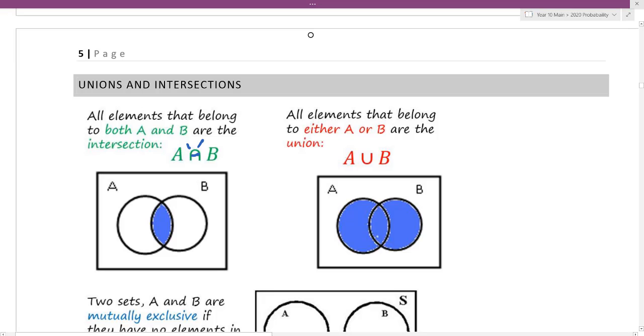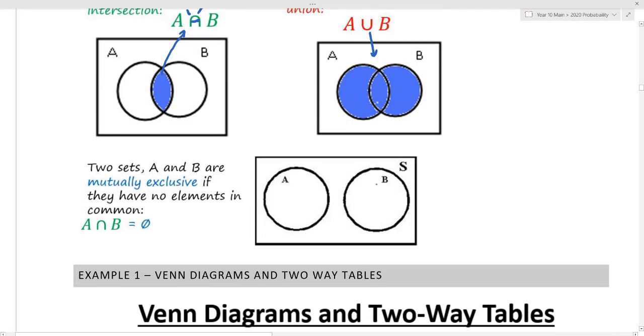Okay, so this here refers to our intersection. A intersection B, A and B, like so. A or B, as you can see, we're happy, it's that blue section there. Two sets are mutually exclusive if there is no intersection, okay? So if there's no overlap, then they're mutually exclusive. So what we could say is that A intersection B, in this case, is null. All right?